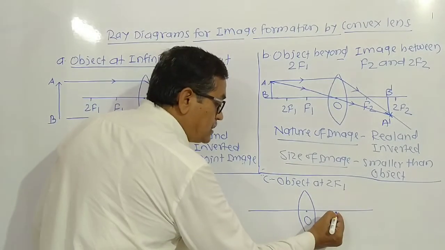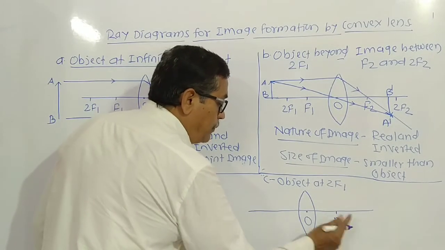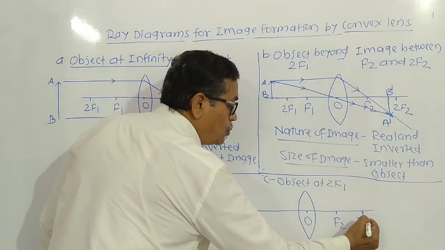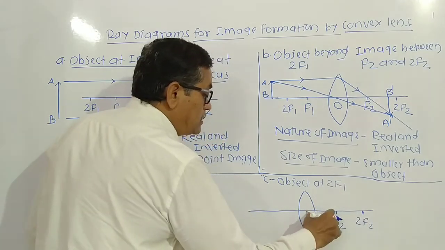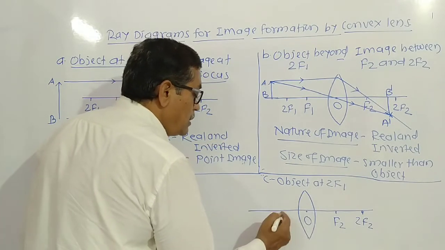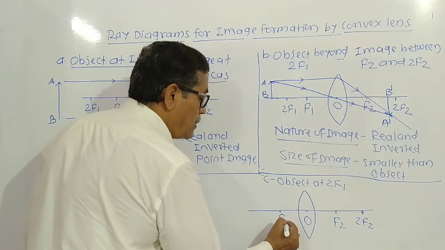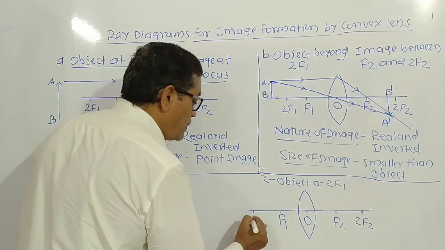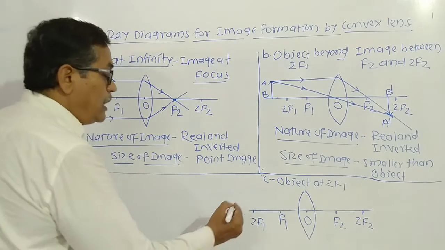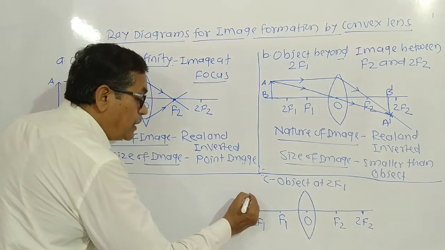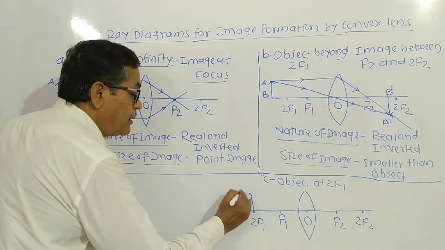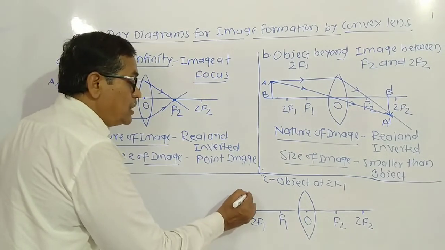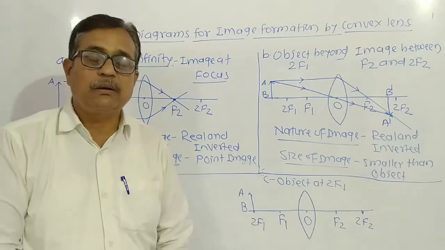We take the points correctly by measuring with a scale: here F2, then 2F2 at the same distance, here F1, and look here, that is 2F1. Look here, dear student, object at 2F1. In this way, AB is the object at 2F1. Then here we use rule number first and rule number third.